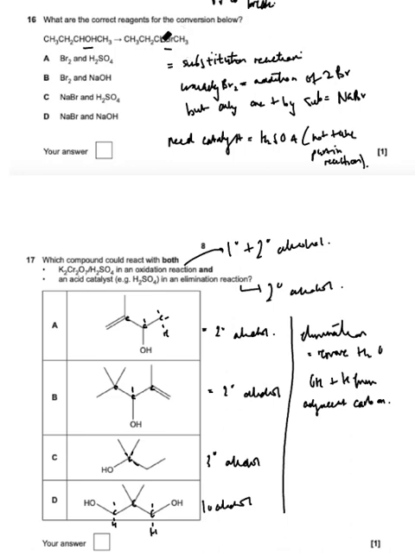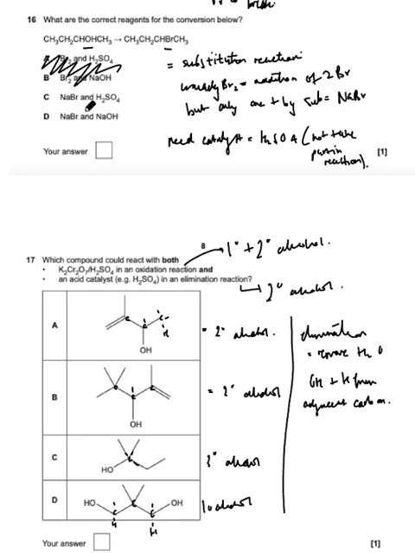And it's happening with bromine. But is it Br2 or NaBr? Br2 happens with addition reactions, and both bromines will attach. And NaBr will happen in a substitution reaction. And since this is a substitution reaction, it will not be Br2. So automatically A and B are removed.